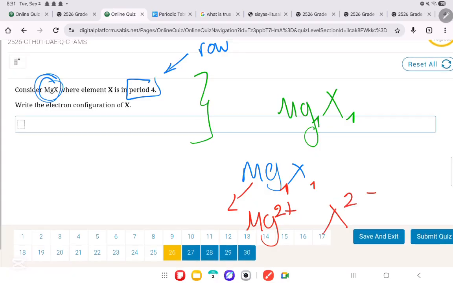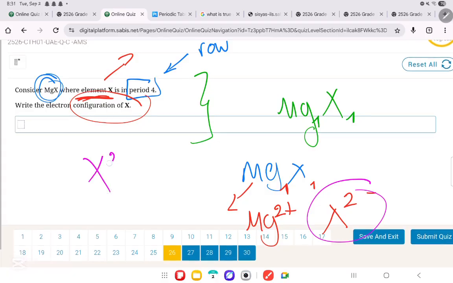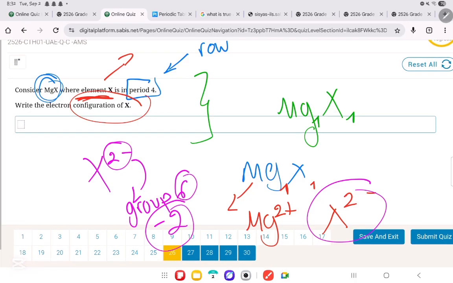Now, they're asking us for the configuration of element X, right? Of element X. They didn't tell us ion. They didn't tell us with the charge. They didn't tell us a cation or anion. No, they said of element X. Element X means that it is neutral. Okay, so now you will be asking, Amanda, so why did you do Mg2+ and X2-? I only did this in order to get X2-. Now that I know its charge, which is 2-, I will know that it belongs to group 6. Because in group 6, they all have a charge of -2. Now I have its group, which is group 6, and I have its period, which is period 4.